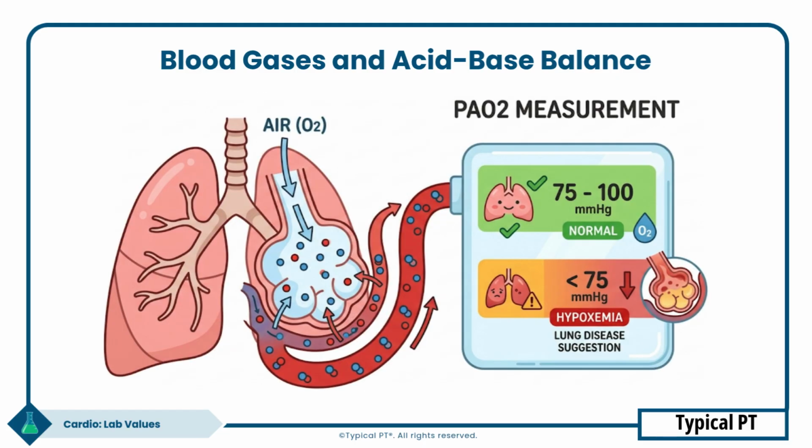PaO2 measures oxygen dissolved in arterial blood. Normal is 75 to 100 millimeters of mercury. Below 75 suggests hypoxemia and lung disease.